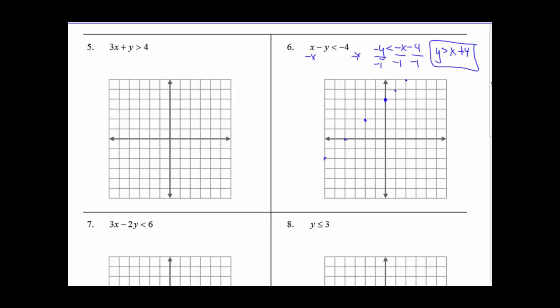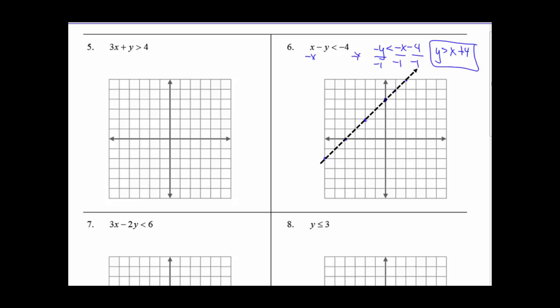Now looking at our inequality, notice it is not an equal to, it is just a greater than. So that symbolizes a dotted line. So we're going to draw a dotted line. So we have our dotted line. Next, we have to shade. This is telling us all the y's that are greater than x plus 4.